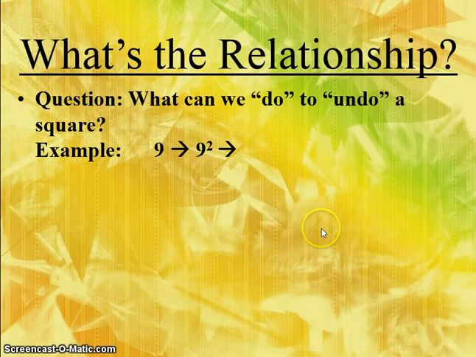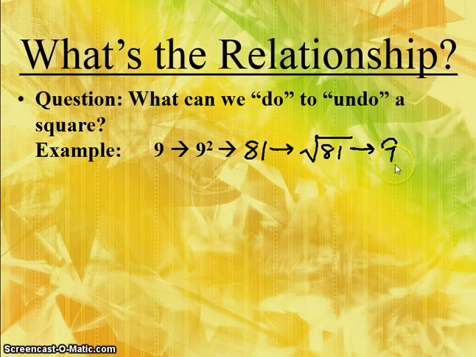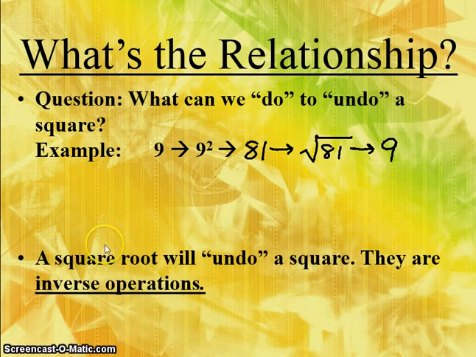Here's your question. What can we do in order to undo a square? So for instance, if we have the number 9 and I square the number 9, I give it an exponent of 2, I get 81. 9 times 9 is 81. What can I do to 81 to get back to 9? Well, I could square root 81. The square root of 81 is 9. And what you just showed was that a square root will undo a square. In other words, they are inverse operations.